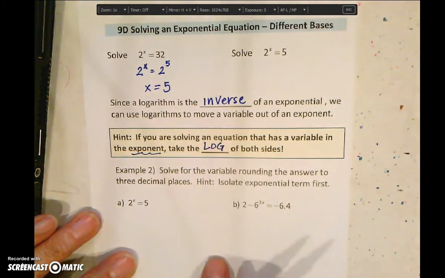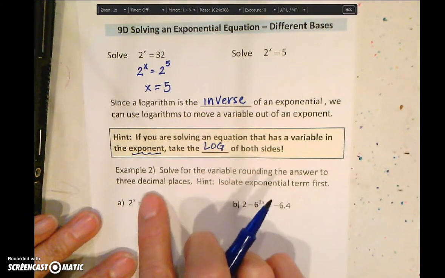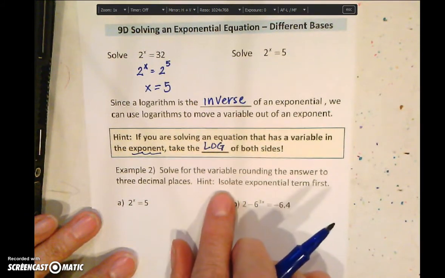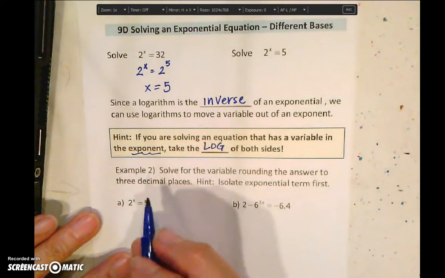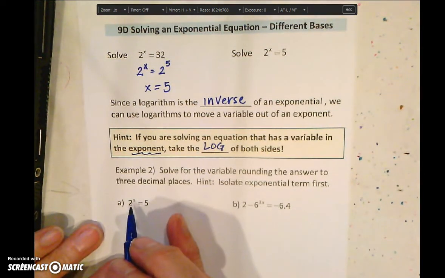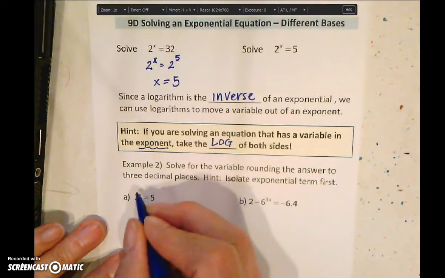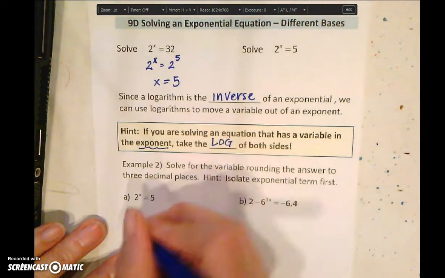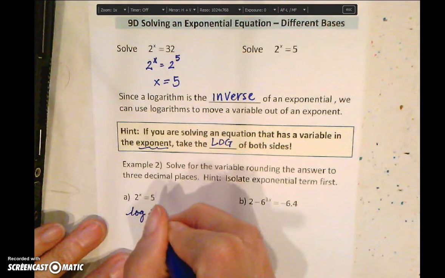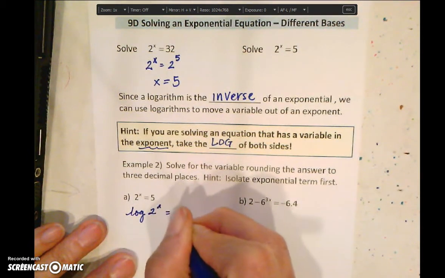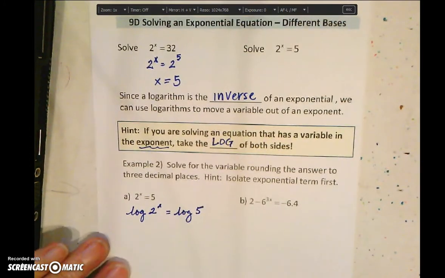All right, so example 2 says solve for the variable, rounding the answer to 3 decimal places. Hint, isolate the exponential term first. Well, we'll start with the one that we were looking at: 2 to the x is equal to 5. This is isolated. There's nothing else over here with it. So I'm going to take the log of both sides. So the log of 2 to the x power is equal to the log of 5.